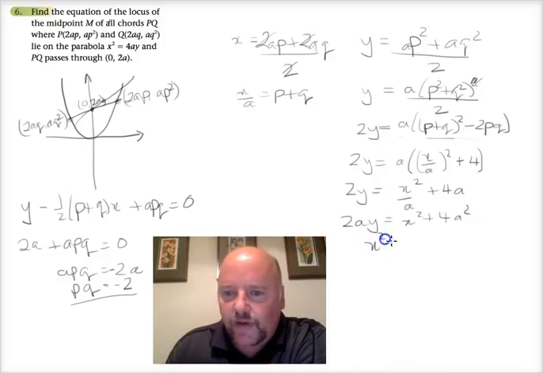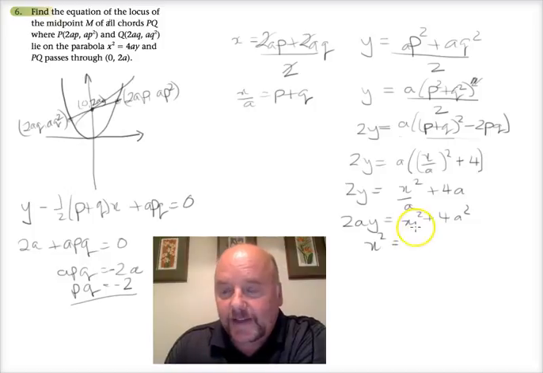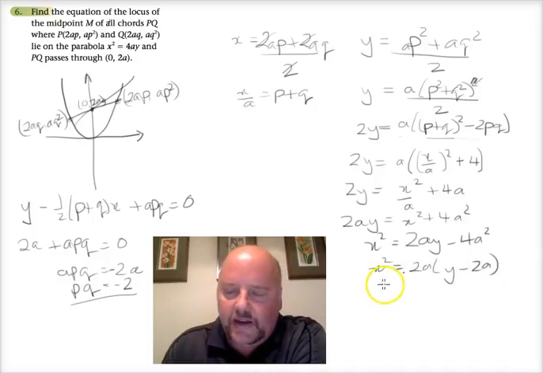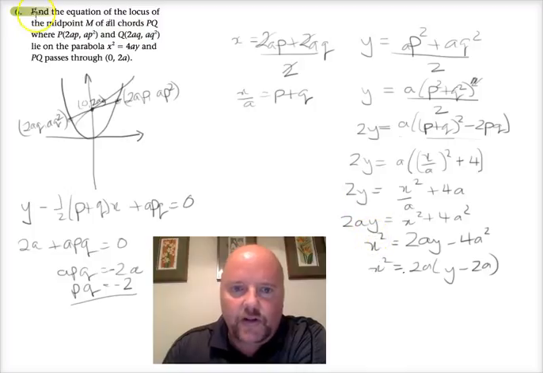Just getting it in parabola form, because I know it's going to be a parabola. We get x squared equals 2ay minus 4a squared, and just factoring out a 2a, so I can get the y by itself, we get that. So that's an equation of the locus of the midpoint of all chords PQ.